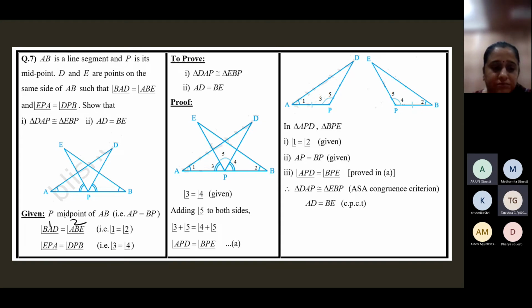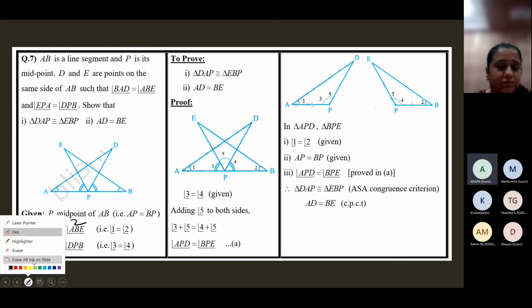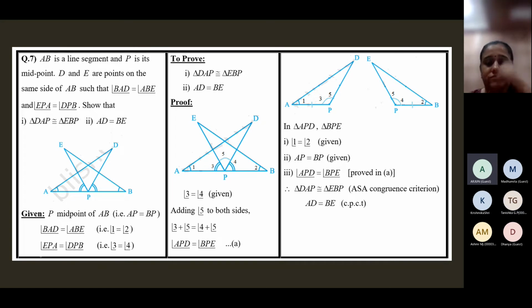And angle EPA is equal to angle DPB, which is nothing but angle 3 is equal to angle 4, ma'am. It is also given. Here we have to prove triangle DAP is congruent to triangle EPB, ma'am. And we also have to show AD is equal to BE, ma'am.